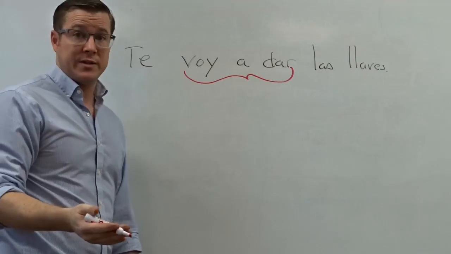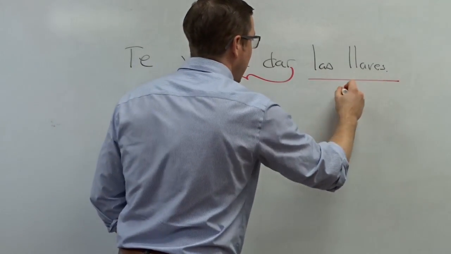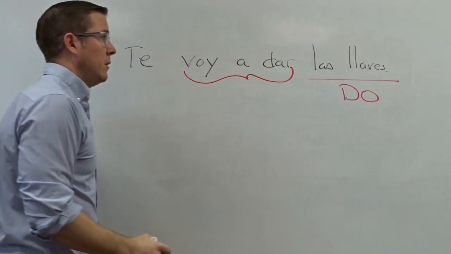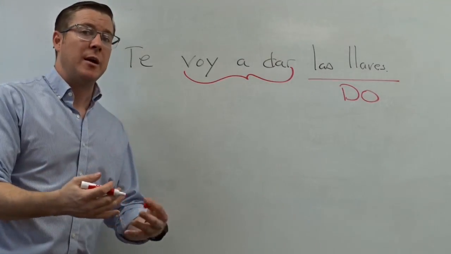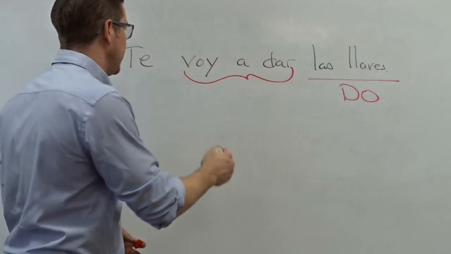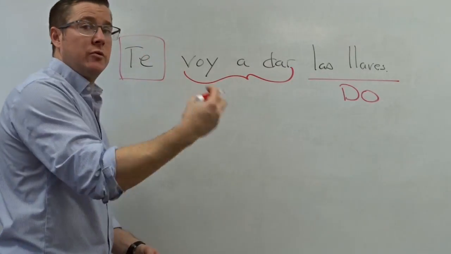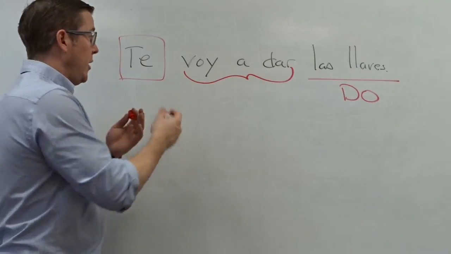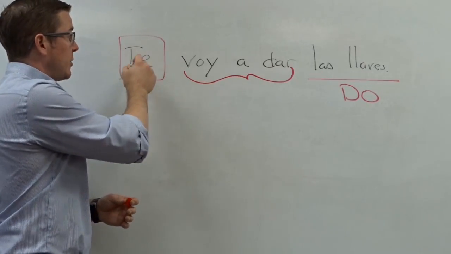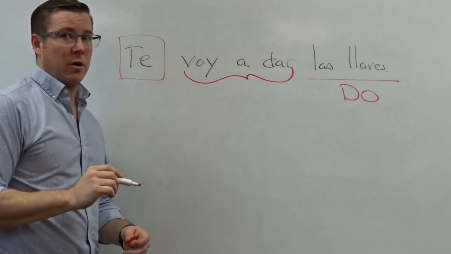Right? What am I going to give? Las llaves, that's the direct object. What, therefore, is the indirect object? To whom am I going to give the keys? To you. Te voy a dar las llaves. So here I've written it with the object pronoun before the conjugated verb.